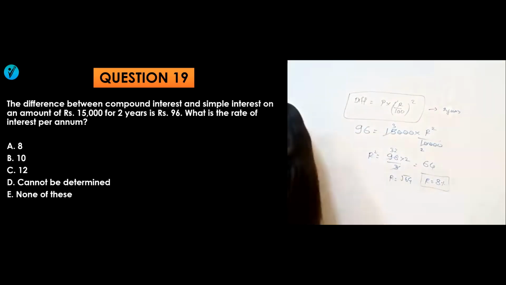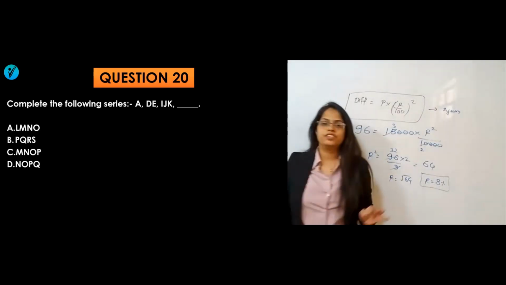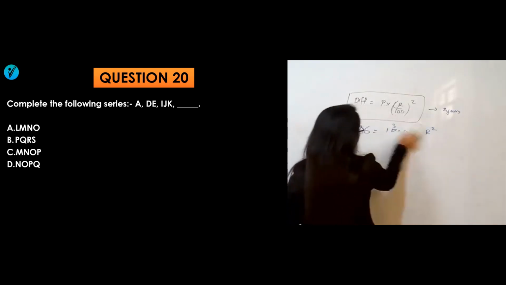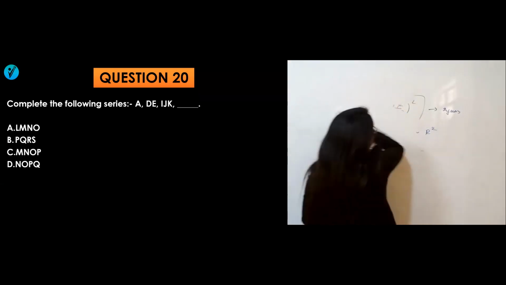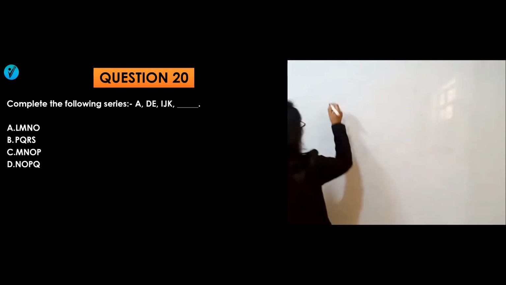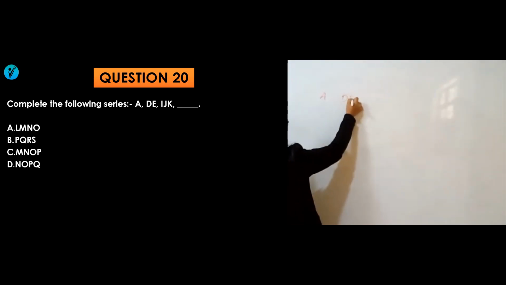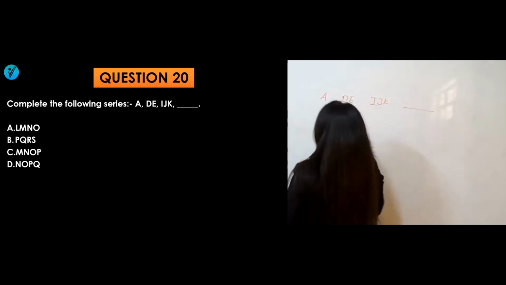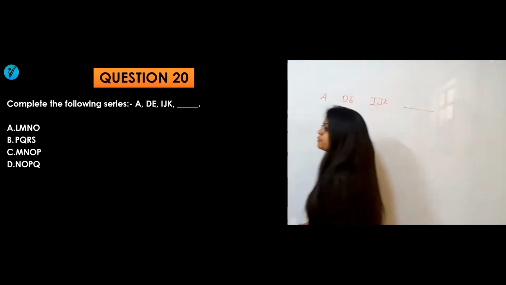And now let's solve the last question of this video. And that is of the series, which is the alphabet series question. So what are they saying in this question? Let's read it. Complete the following series where series is given as A, F, G, H, I, J, K and the question mark. This is the easiest series we can say.